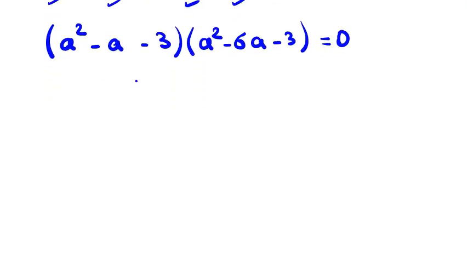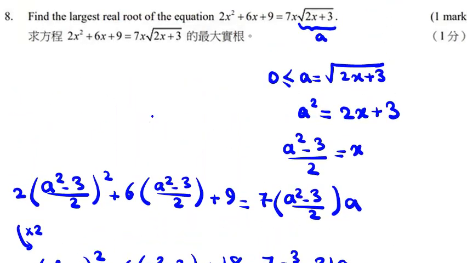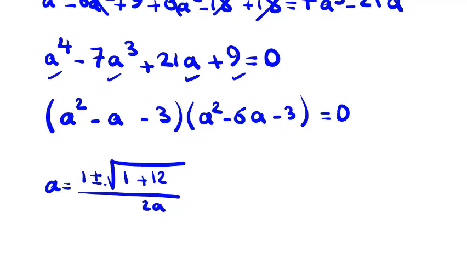Now, I want to solve these quadratic equations. The first one, a is negative b, so 1, plus or minus the square root of 1 minus 4ac, which is plus 12, over 2a. If you remember, I told you a is a square root, so a is at least 0. So here I only consider the positive sign, because if you consider the negative sign, the whole part will be negative. So a for this one equals 1 plus root 13, over 2, because our coefficient a here is 1.